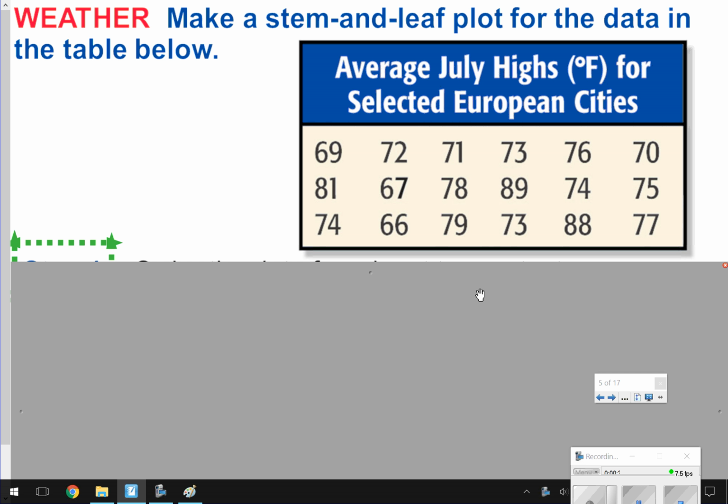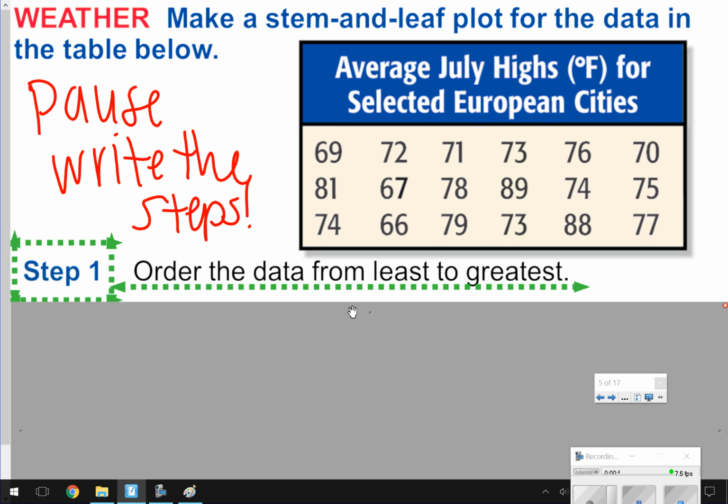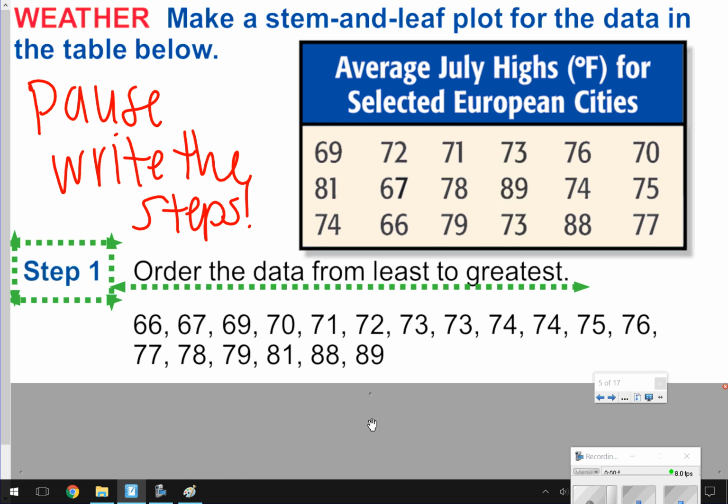We're going to try to do a stem and leaf plot now. This one says, make a stem and leaf plot for the data in the table below. As we're going, make sure you pause the video and write the steps down. It's important that you know what to do for each of the 3 steps, so take the time to write those in your notes. The first step is to order the data from least to greatest. I've already ordered our data from least to greatest. The least number was 66. The highest number is 89.